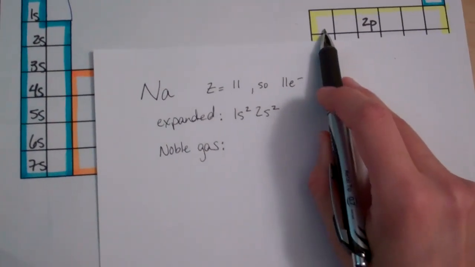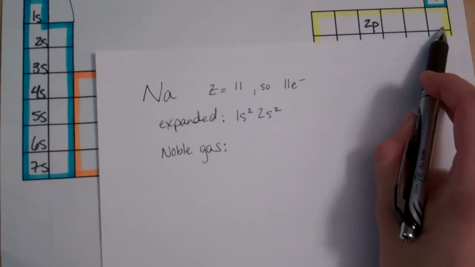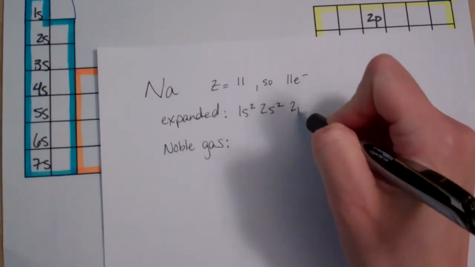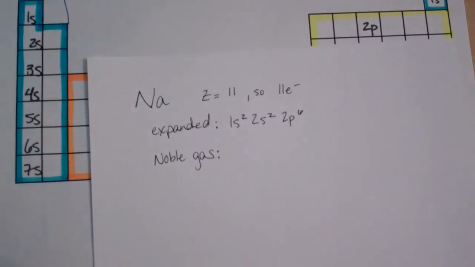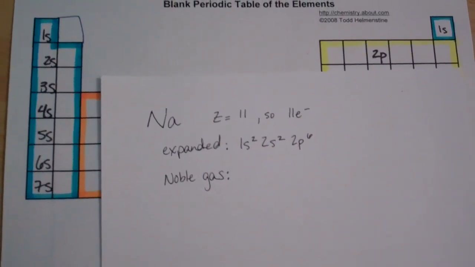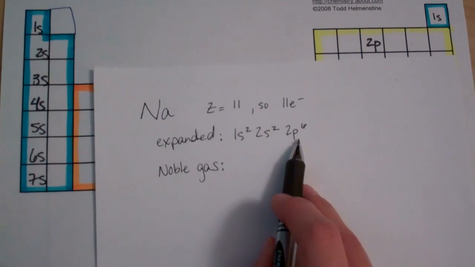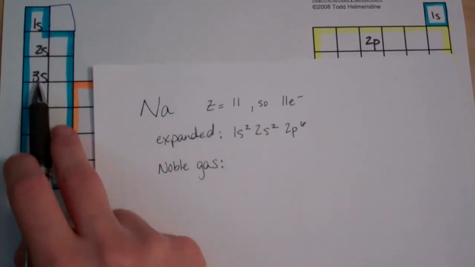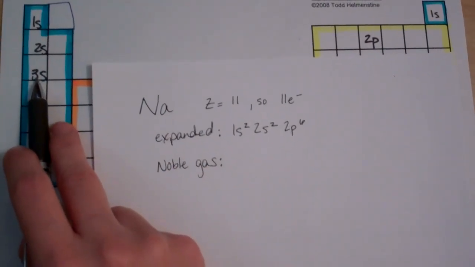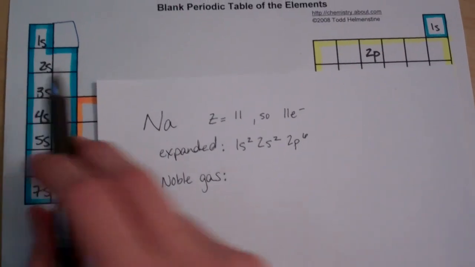We can fill the 2p orbital with 6 electrons, so we write 2p6. We have 10 electrons so far. We need to add 1 more. Here's sodium on the periodic table, so we write 3s1.